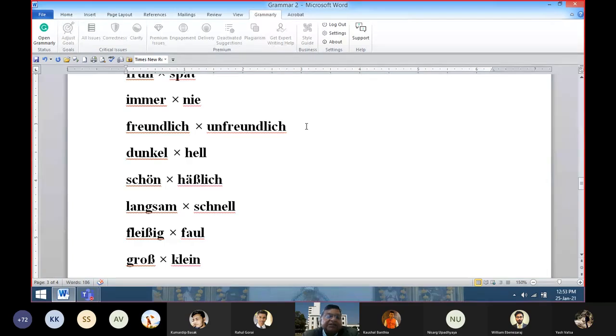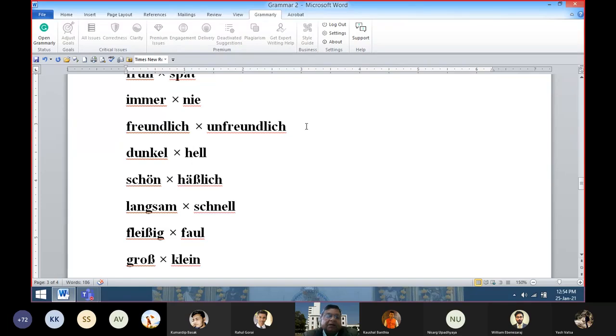Schön, beautiful. Sie ist schön, sie ist sehr schön. She is beautiful, she is very beautiful. Hässlich, sie ist hässlich. Die Lehrerin ist hässlich. Die Studentin ist hässlich, etc. Langsam and schnell. Ich spreche langsam, I speak slowly. Ich spreche schnell, I speak fast. Der Student spricht Deutsch langsam, the student speaks German slowly. The student speaks German fast.